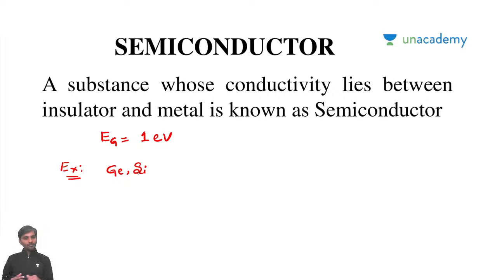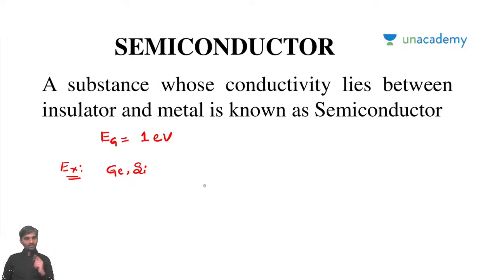Germanium and silicon are the major important semiconductors for us. Why are germanium and silicon the only semiconductors? Why don't we have others, sir? Of course, they are fourth group elements. We have carbon also as a fourth group element. Why is carbon not a semiconductor? Just give me some time, I'll definitely come back to that point.